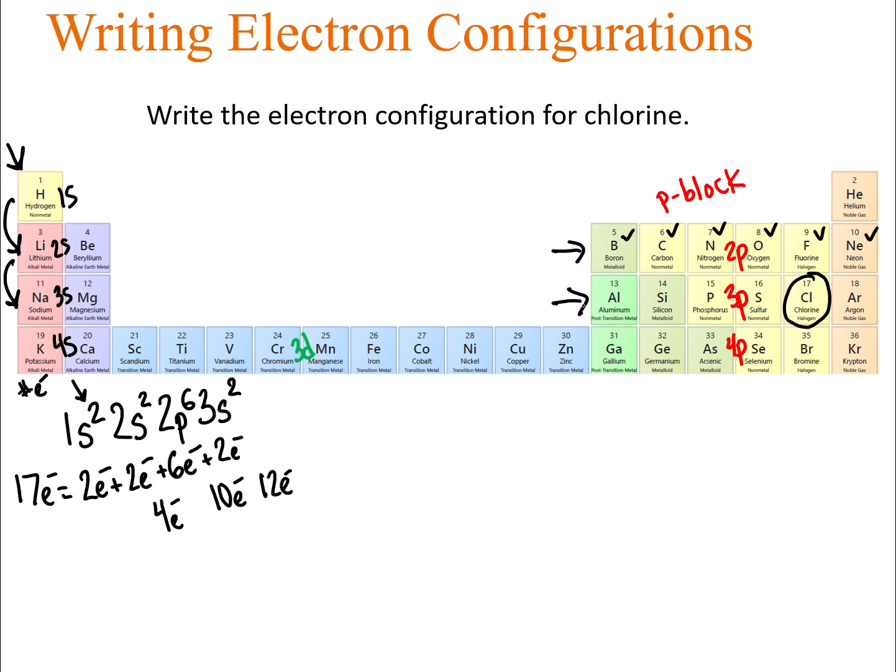We're getting close. Now we're in the P block, and we know that's where chlorine lives. So we're going to write 3p, and then we're going to count 1, 2, 3, 4, 5. So we only need an additional 5 electrons to complete our configuration. You can always add up those superscripts to make sure that you place the right number of electrons. And this is our electron configuration for chlorine. That's the full one.